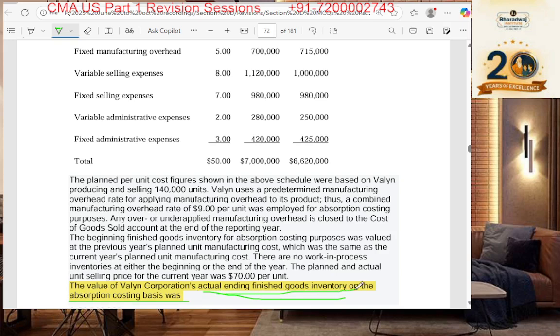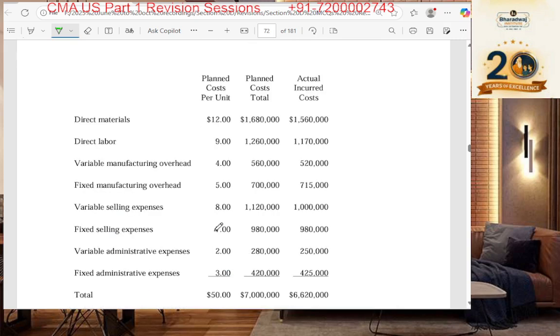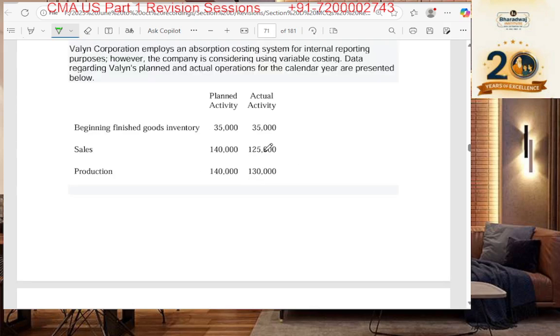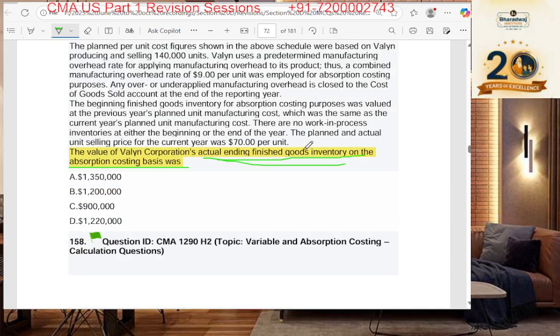Actual ending finished goods inventory on absorption costing basis. Try it. What is ending inventory? Beginning 35, current year production 130, minus sold 125. Now ending inventory will be how much? 40,000. Ending inventory will be 40,000.